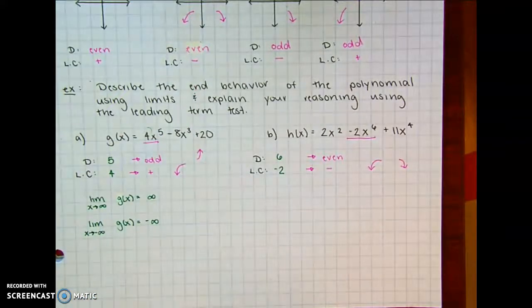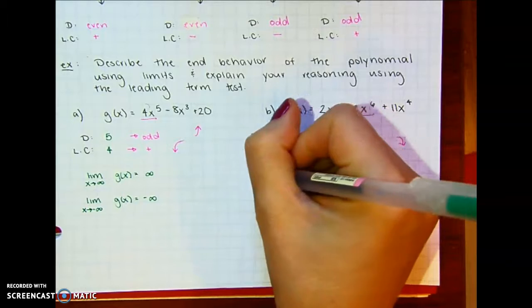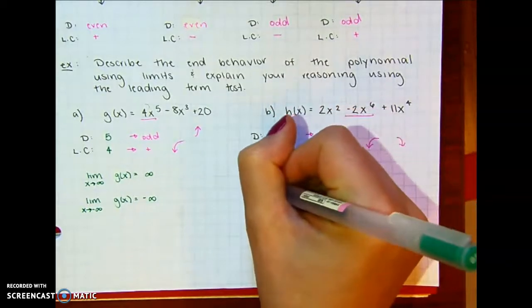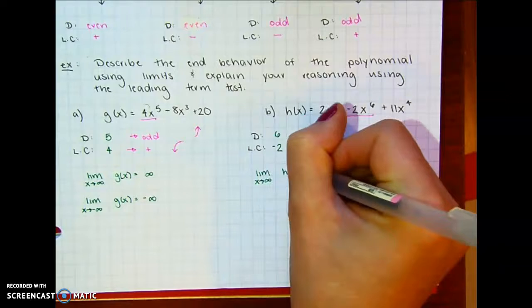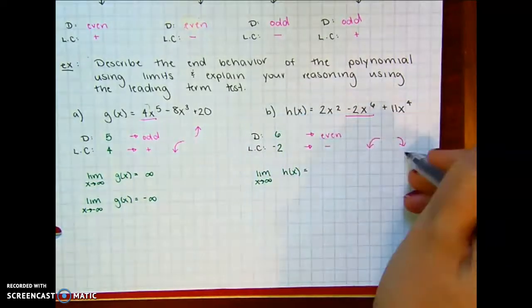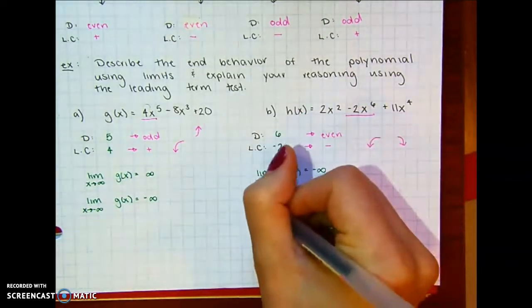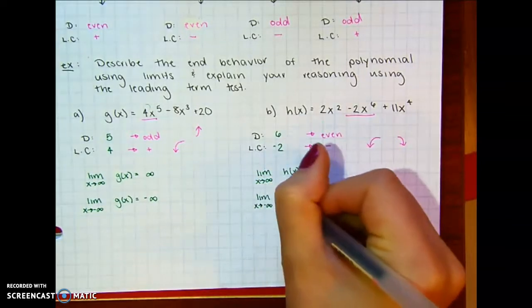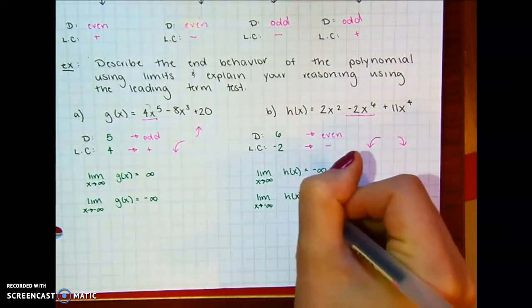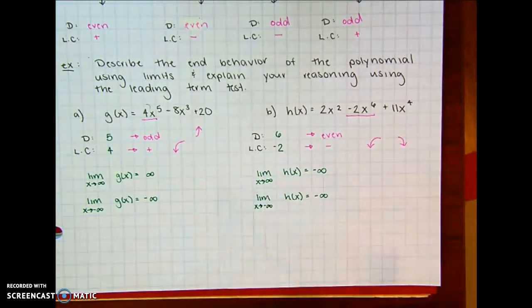We're not actually graphing this. We'll talk about that another day. So now I need to write out my end behavior. So the limit as x is approaching positive infinity of h of x, we are going towards negative infinity. And the limit as x approaches negative infinity of h of x is also going to negative infinity. So technically you could have written one statement and said plus or minus.